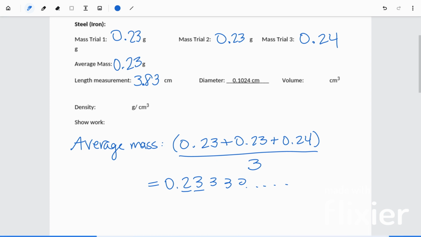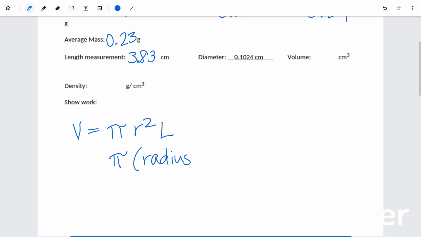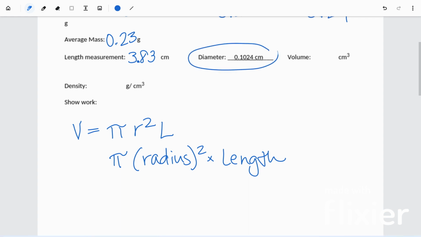All right, now we're going to start looking at a volume. In order to calculate the volume, we're going to use the equation that was given in your lab report, which is volume equals pi r squared times L. So that means pi, r is radius, and then L is length. So the radius is going to be the diameter divided by 2, and diameter was given to us up here. So r equals d divided by 2. So why don't we go ahead and do that first.